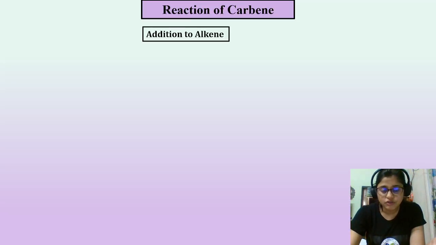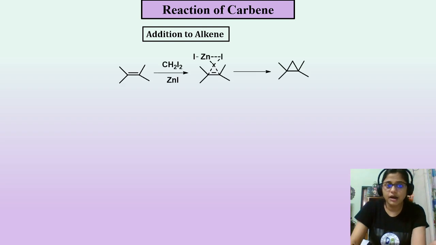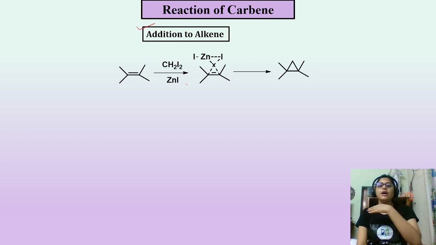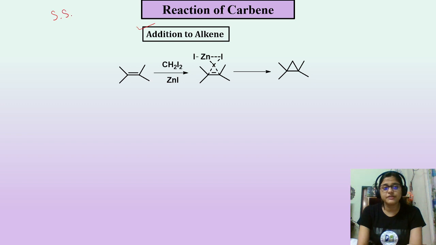Okay, so this is also an addition to alkene, which we have read about, the cyclopropane ring formation. But here, why is this a name reaction, the Simmons-Smith reaction?